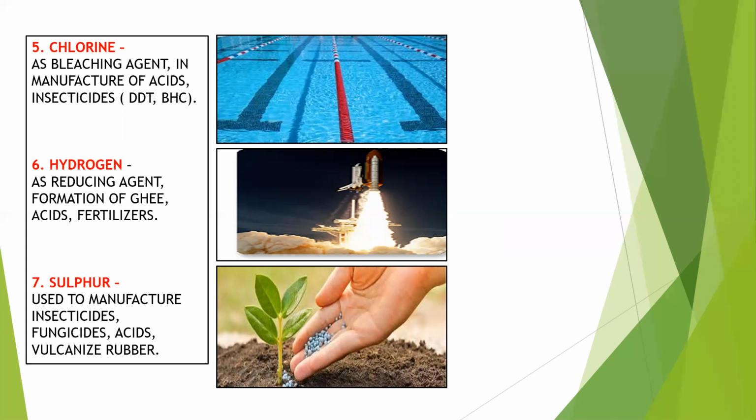So these are the uses of hydrogen. Next is sulfur. It is used as a fungicide and insecticide. It is used in the manufacture of acids like sulfuric acid.